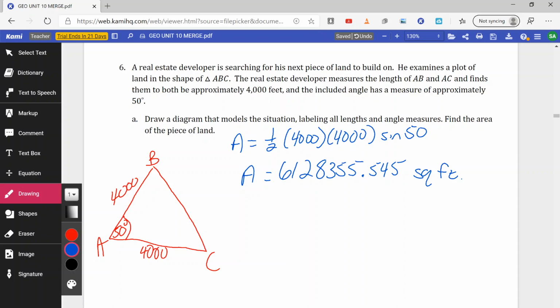So that is using sine in order to find the area of a triangle. Again, we need the two sides and the included angle in order to use it. Otherwise, we have to use 1/2 base times height, as long as we have the base of the triangle and the height.